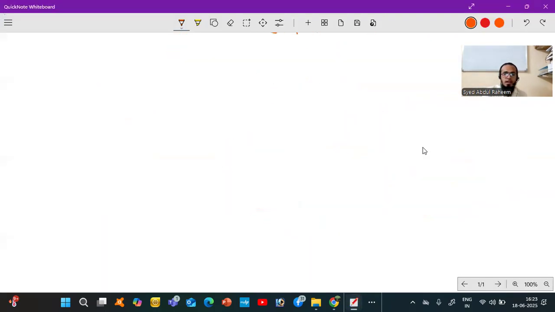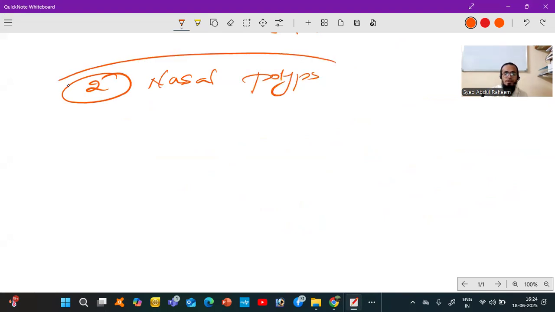Next we have another disease, most commonly seen pathology nowadays, that is nasal polyps. Second one is nasal polyps. Nasal polyps are nothing but an extra growth in the nasal cavity. This is the nose. In that area, any unwanted growth that develops we call nasal polyps.